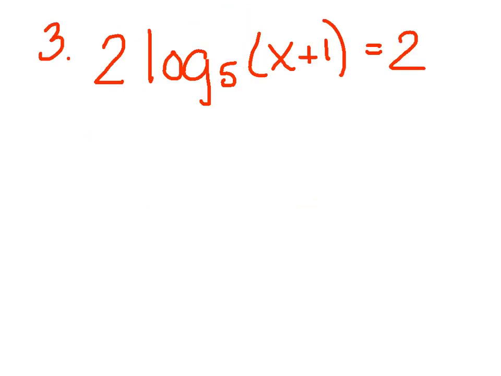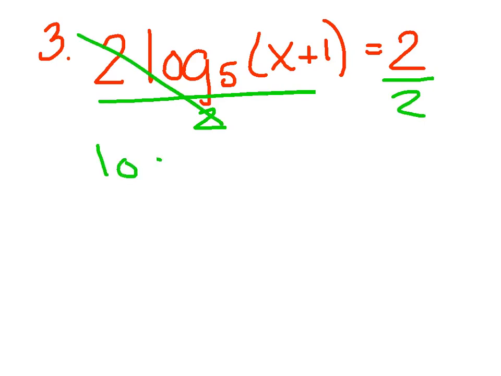All right, example 3. 2 log base 5 of x plus 1 equals 2. All right, run down through the steps. Isolate the logarithmic expression. I need to get this thing by itself. Okay, so this 2 is in my way. To get rid of that 2, I'm going to divide both sides by 2. So I've got log base 5, x plus 1 equals 1.